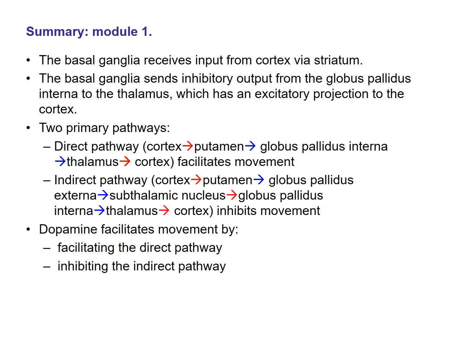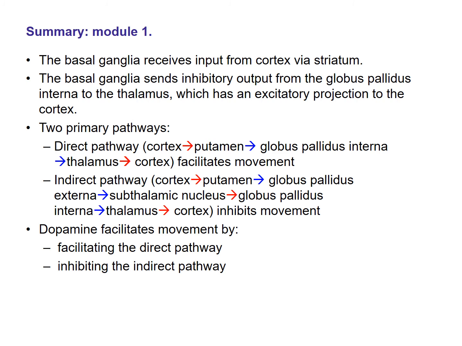With that knowledge of the relationship of the thalamus to cortex, that excitatory relationship of thalamus to cortex, and that inhibitory relationship of the globus pallidus interna to thalamus, you can then build your understanding of the two primary pathways, the direct pathway and the indirect pathway.